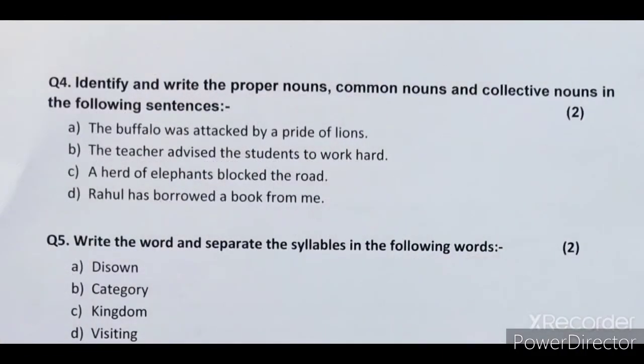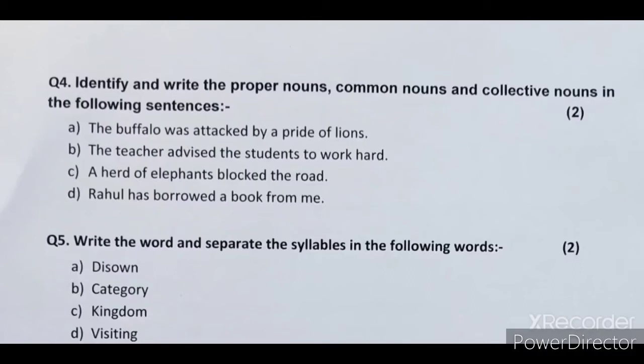Next, question number 4: identify and write the proper nouns, common nouns and collective nouns in the following sentences. The buffalo was attacked by a pride of lions. Here, the buffalo is a proper noun. You can underline and write proper noun. A pride of lions is a collective noun. Second one, the teacher advised the students to work hard. The teacher is a common noun. The students is a common noun.